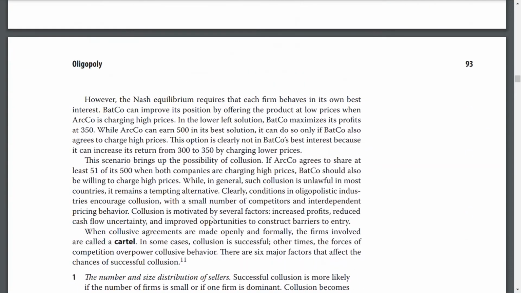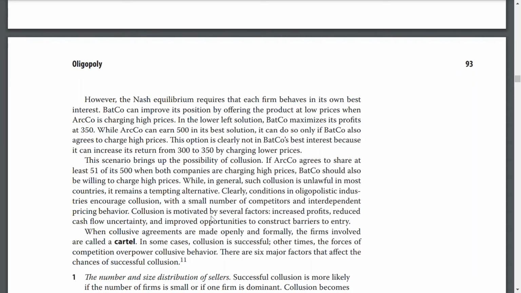However, the Nash equilibrium requires that firms behave in their own best interest. BATCO can improve its position by offering the product at lower prices when ARCCO is charging higher prices. In the lower left situation, BATCO maximizes its profit at $350, while ARCCO earns $500 in its best solution. It can do so only if BATCO also agrees to charge higher prices. This option is clearly not in BATCO's best interest because it can increase its return from $300 to $350 by charging lower prices.